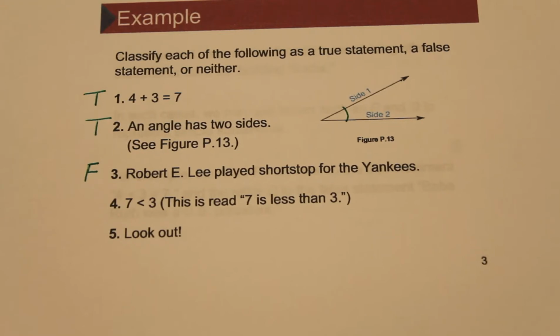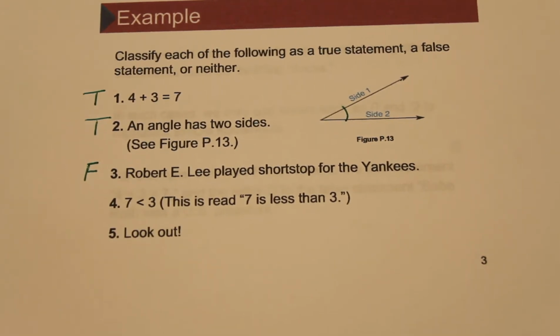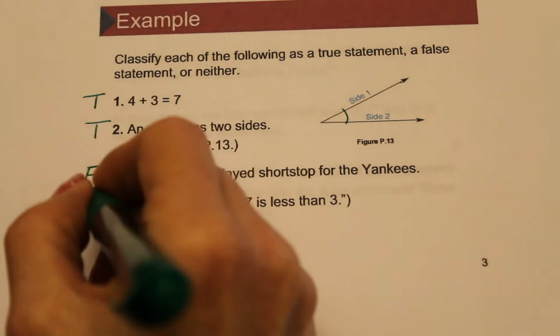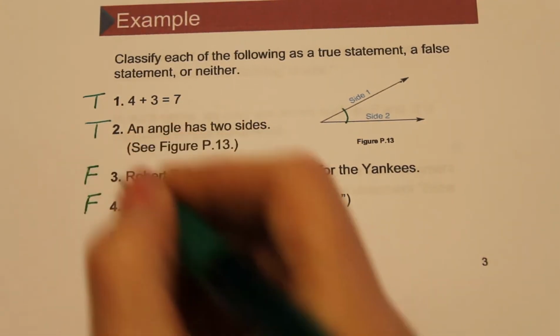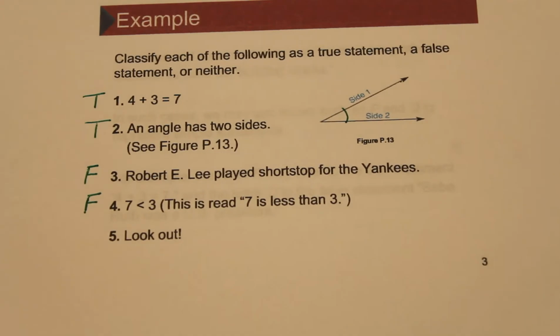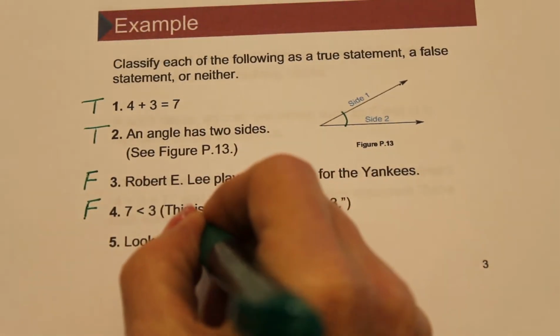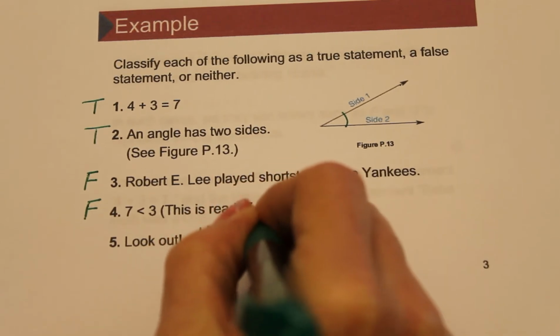And here we have some math symbols. 7 is less than 3. The arrow always points to the smaller number. So this is read as 7 is less than 3, which is not true. 7 is greater than 3. So the statement, 7 is less than 3, is false. And then how about "Look out!"? That's not even a statement because it's not true or false.